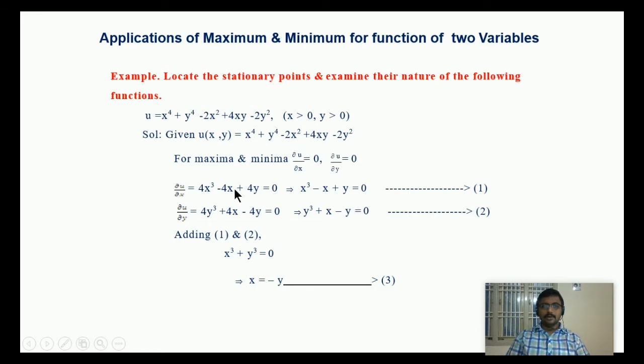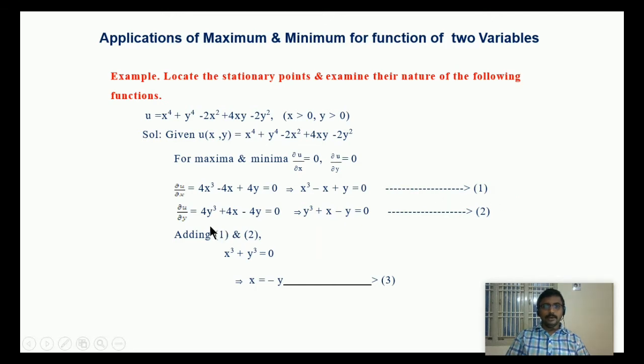So dou u by dou x, while differentiating partially with respect to x, keep y as constant. x power 4 derivative is 4x cube, y power 4 derivative 0, minus 2x square derivative minus 4x, plus 4xy derivative 4y, minus 2y square derivative 0. This is equated to 0, and taking 4 as common and equating to 0, we will have x cube minus x plus y equal to 0. Let it be equation 1.